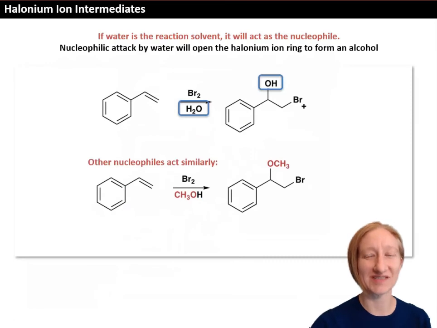One more note here is that other nucleophiles can act similarly to water, meaning other nucleophiles, if included in the reaction mixture, can also open the ring of the halonium ion intermediate. As an example, I have methanol here, and methanol is a nucleophile, so the oxygen of methanol can attack in the same fashion that water did. We could draw the directly analogous reaction steps, and that will lead to the formation of the ether product. The OCH3 group of the methanol will be incorporated into the product, just as the OH of water was incorporated into the product when water was the nucleophile.